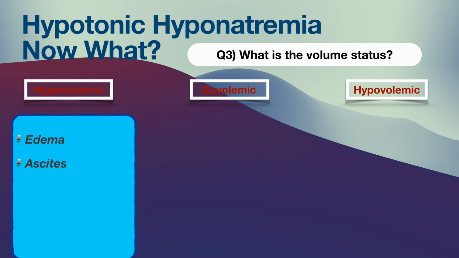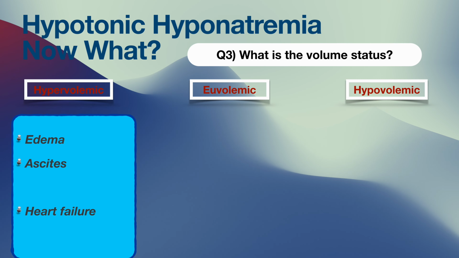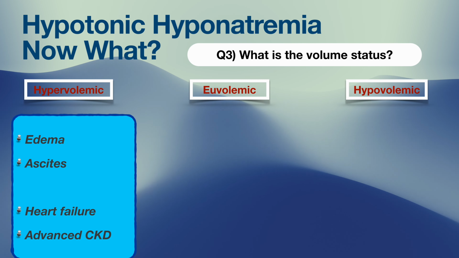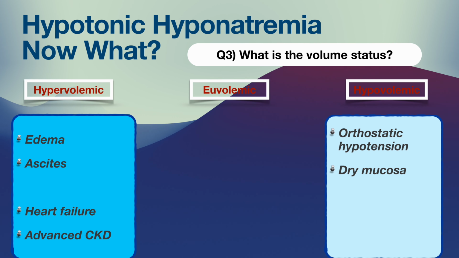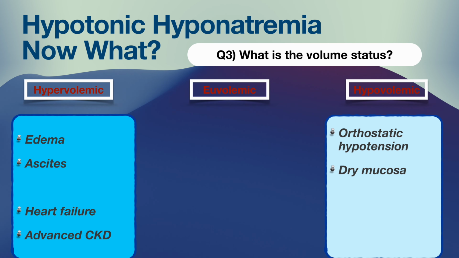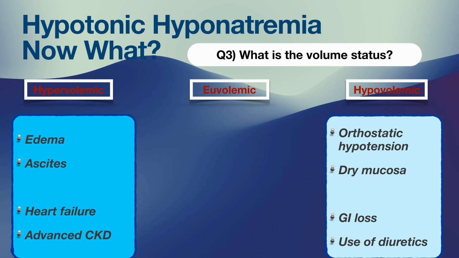Hypervolemia is sometimes obvious with signs such as edema and ascites, and is usually seen in patients of heart failure, liver disease, or chronic kidney disease. Hypovolemia, on the other hand, will have signs such as orthostatic hypotension and dry mucosa, and can occur with fluid loss from the GI tract or from the kidneys.